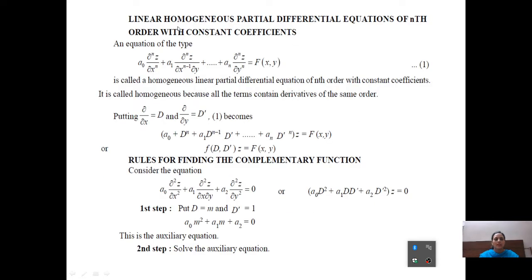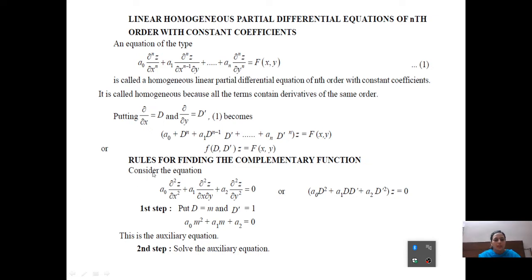First, we should understand what is linear homogeneous partial differential equation of nth order with constant coefficient. This equation is the general form of linear partial differential equation of nth order with constant coefficient in homogeneous form. It is called homogeneous because all the terms contained here, the derivatives, are of same order. Coefficients are constants itself and nth order represents higher order than 1.